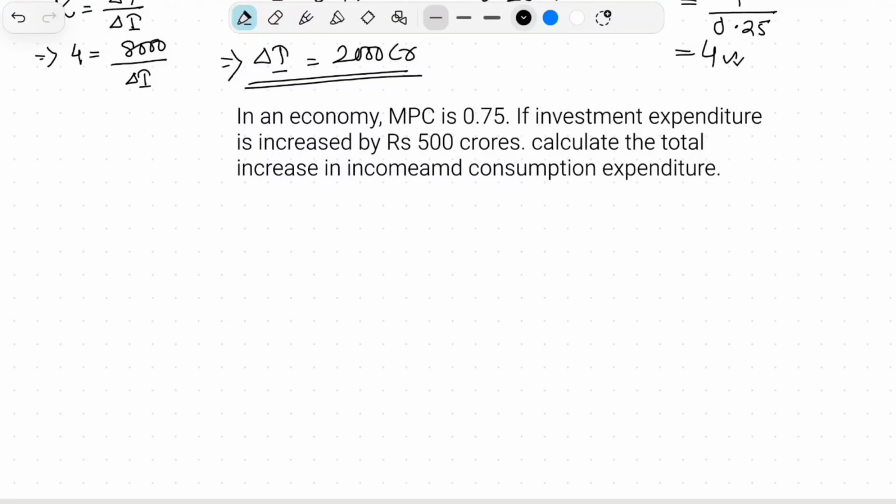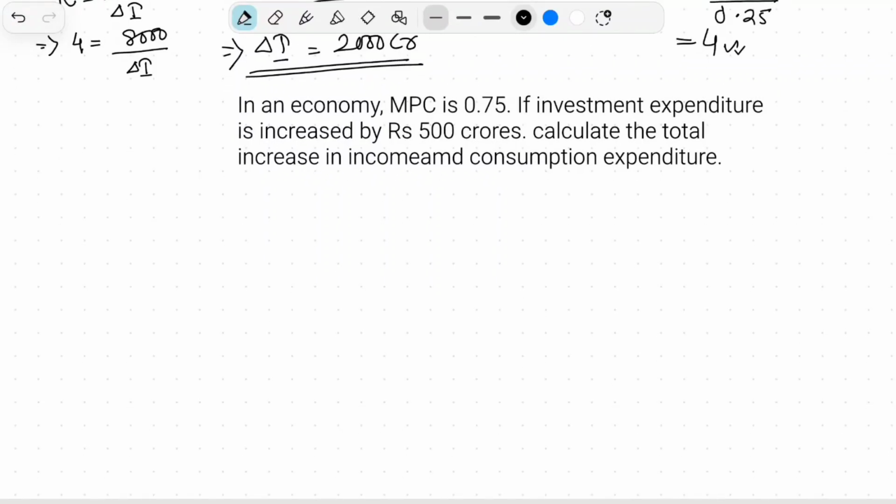Now the next sum. So the next sum given is, in an economy, MPC is 0.75. If the investment is increased by 500 CR, calculate the total increase in income and consumption expenditure. So you are required to calculate the total increase in income and consumption expenditure. Increase in income.